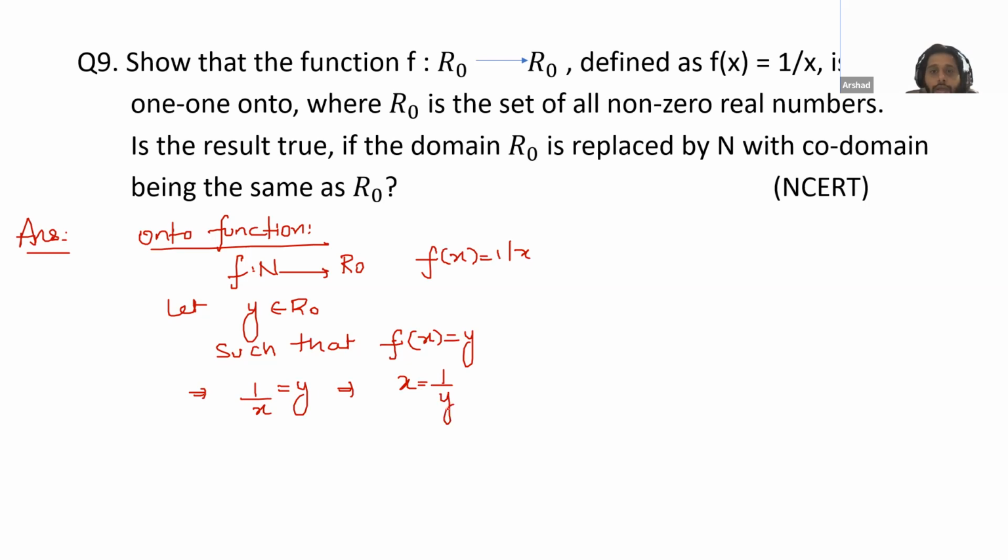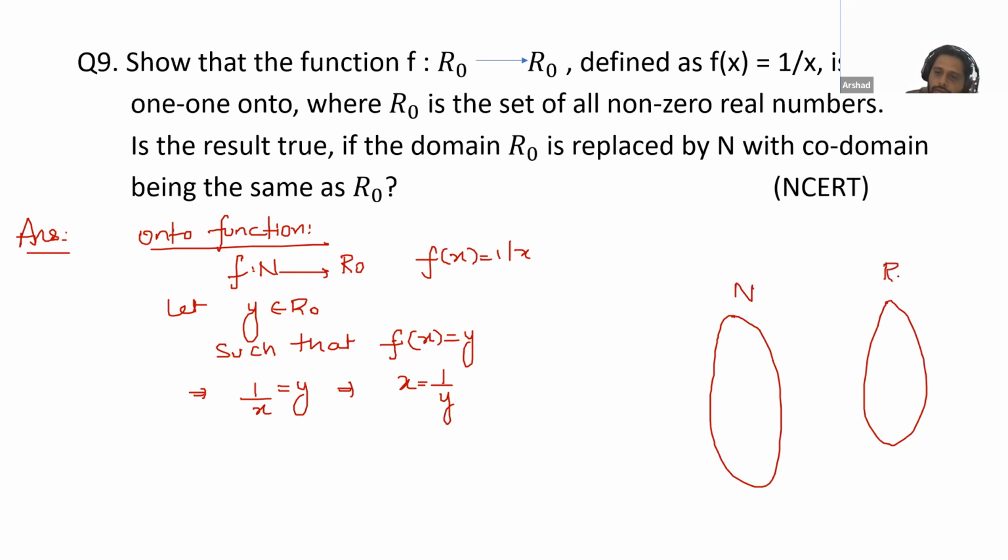Now please tell me whether this is an onto function or not. I will draw the arrow diagram for you. So what we are doing here, we have the natural numbers here, and here we have R naught. We need to check that every element present in this set, in R naught, has its pre-image over here.